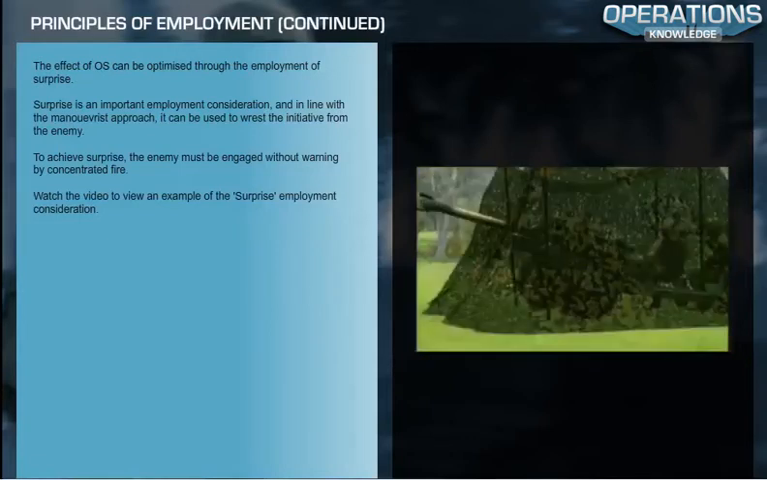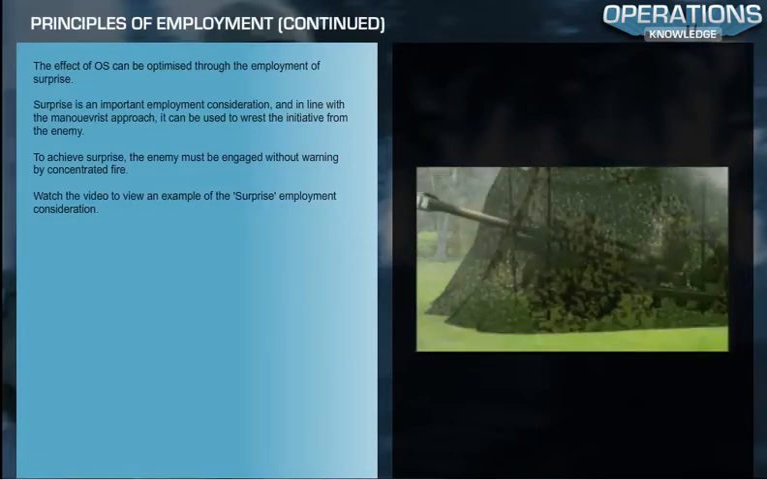Fire for effect. Over. Shot over. Shot out.